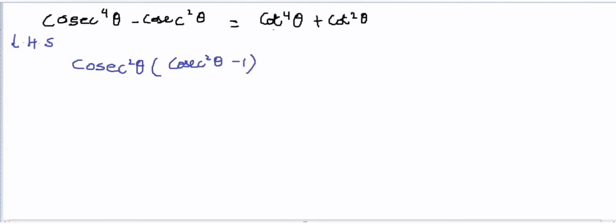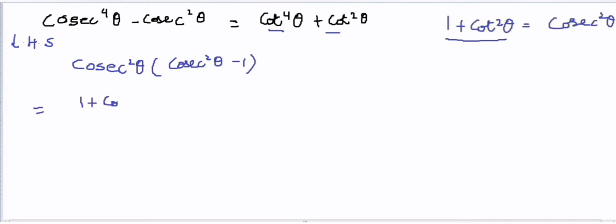Now you can see that on the right hand side we need cot square theta, and we know the relation that 1 plus cot square theta is your cosec square theta. So wherever we have cosec square theta, I can just replace it with 1 plus cot square theta. So here also I am replacing with 1 plus cot square theta, and in place of cosec square theta minus 1, if I take this 1 there, it will be minus 1. So I can write cot square theta.